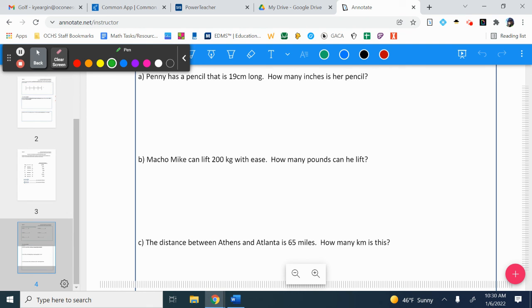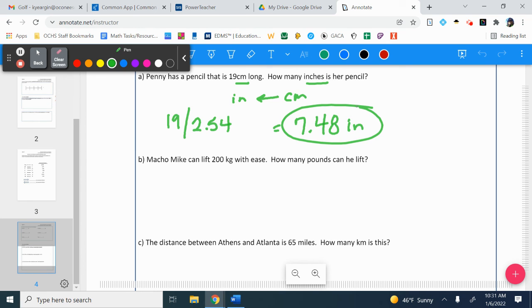So if we look, Penny has a pencil that is 19 centimeters long. How many inches is that? I'm starting at centimeters, which is actually on the right side of my chart, and I'm converting that to inches, which means I'm moving to the left, which means dividing. So 19 divided by 2.54. Take a second and type that into your calculator. That is equivalent to 7.48 inches. Again, it's not going to be perfect, therefore we just do some rounding.